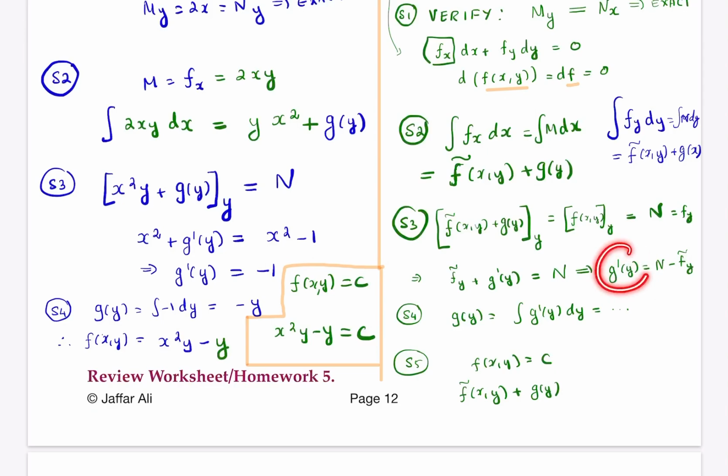Once you have the g prime of y, you solve for g. Once you have g, you write your f of x comma y as f tilde of x comma y plus g of y, and you set it equal to a constant, and that's going to be the solution to that particular exact differential equation. And that's how we solve the exact differential equation.